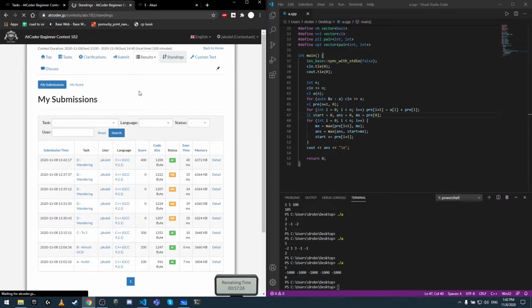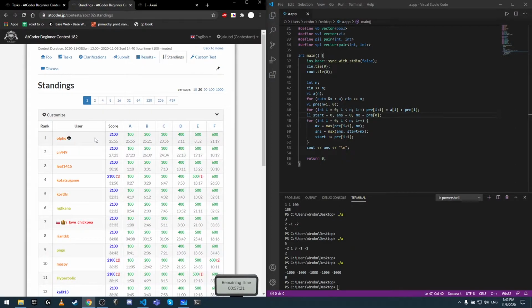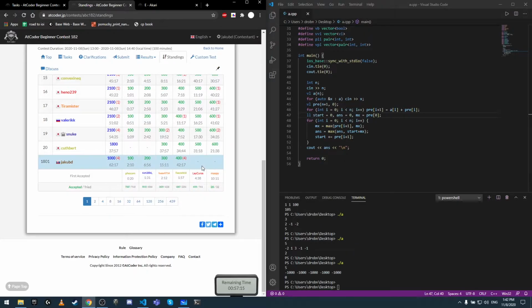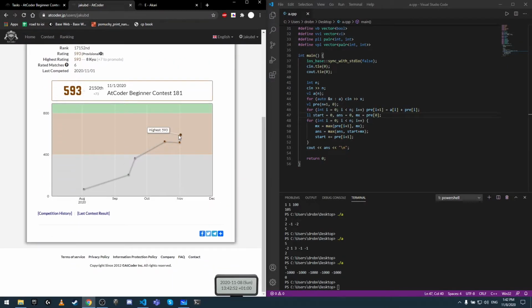What's the standings? We have 1 hour for the last row. Not last, but I think... Oh my goodness, this did in 2 minutes, nice. So I'm 1800. What was the rank? My profile. So my rank was 2150th. Okay, so I'm already ahead a bit.